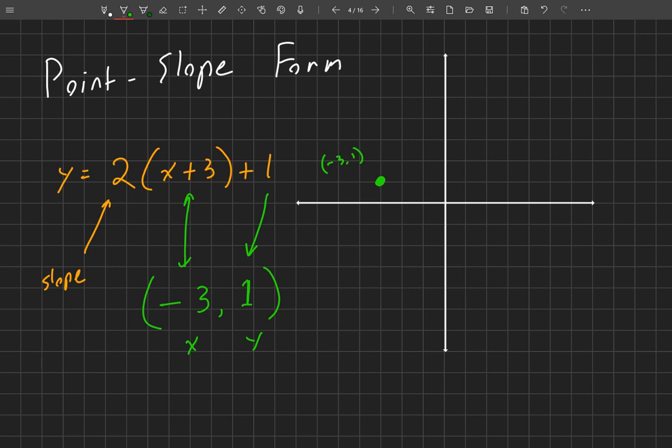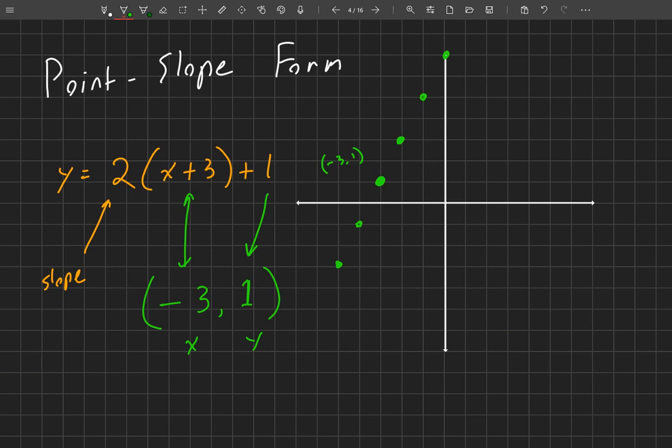And then I'm going to go up 2 over 1 as my slope dictates, just as I usually do, but I'm going to start from this point instead of a y-intercept. Or I can go down 2 and left 1 just like before. It works either way. And it's really that simple. So the slope is the same, and instead of using a y-intercept, we're just using a point.